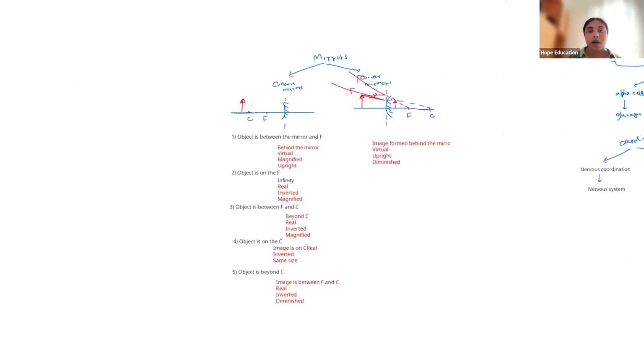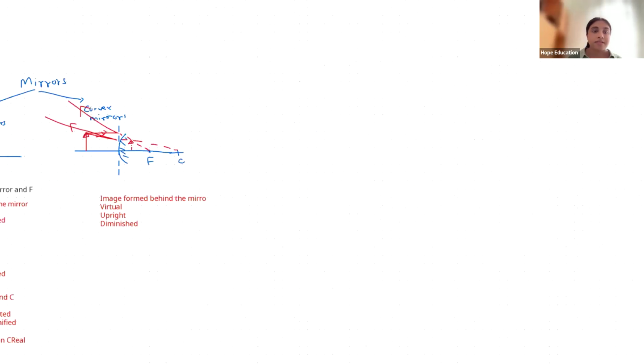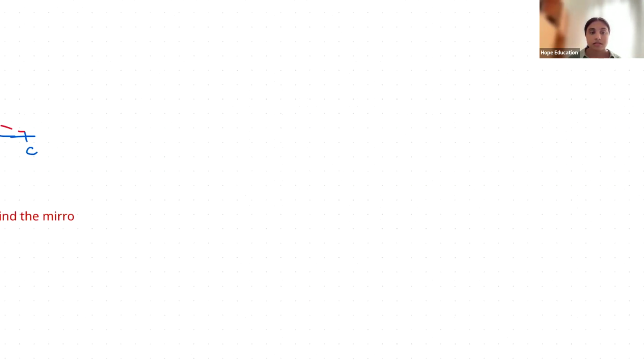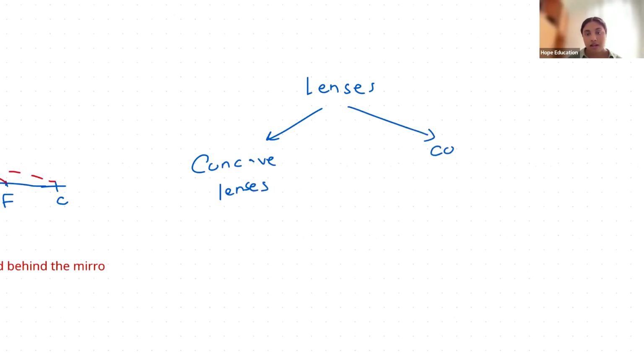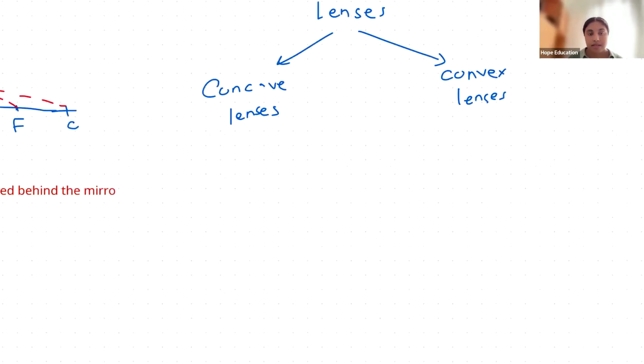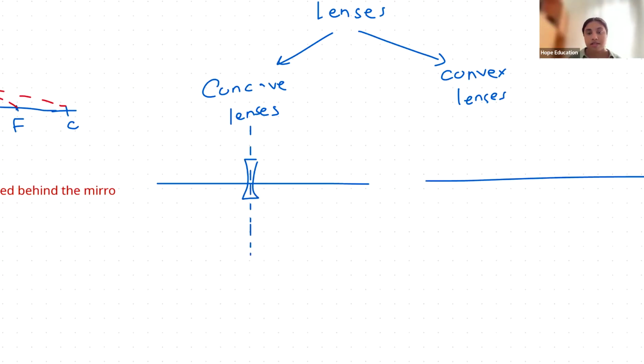Okay. What about lenses? What are the two types of lenses that we have learned? We have learned about concave lenses and convex lenses. I hope you're listening. Concave lenses and convex lenses. So if you take concave lenses, let's say this is the principal axis. Concave lenses, this is the lens. If you take convex lenses, they are like this.